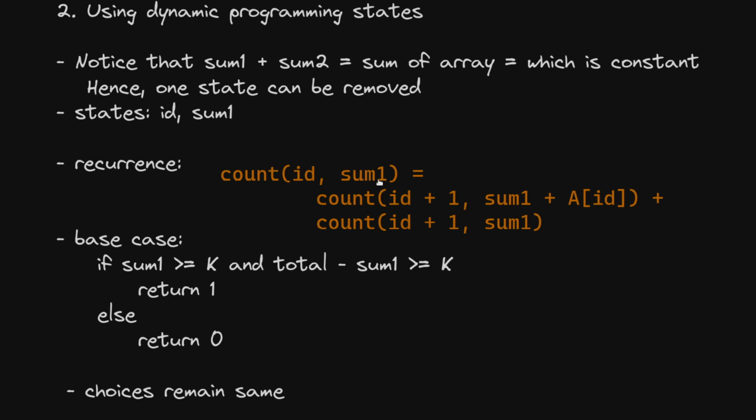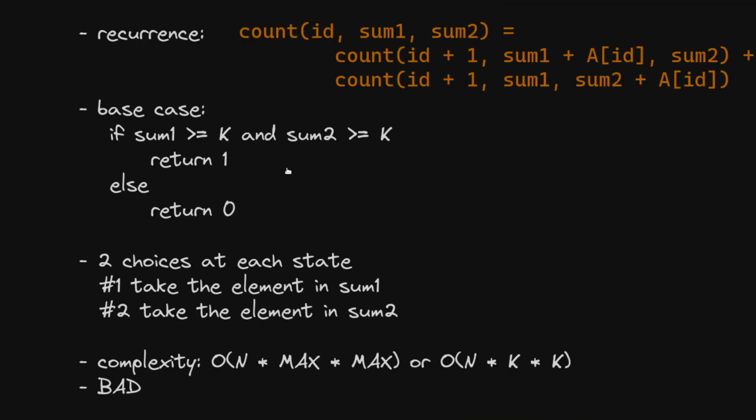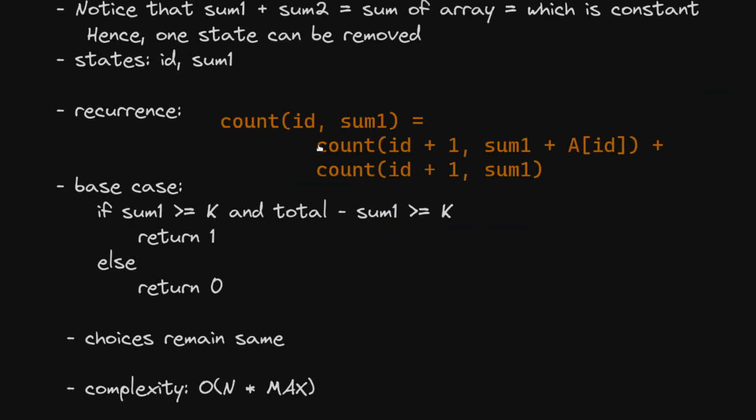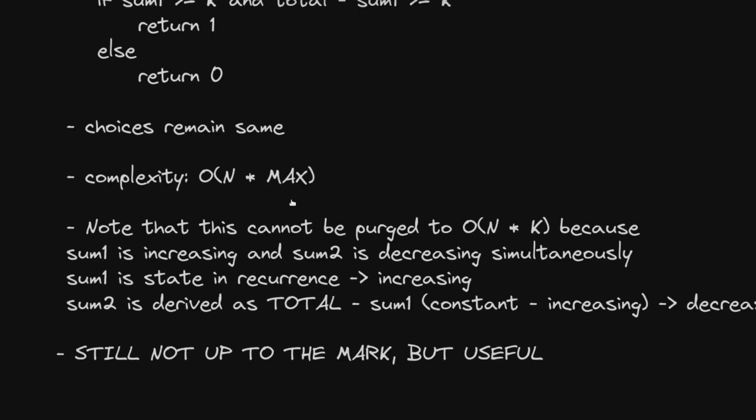So we only have two states now, and the recurrence turns out to be either you add the element in the first sum or the second sum. If you are not going to add it in the first sum, we are not considering it, and we are going to eventually consider it in the base case. So as we saw here, sum2 will be derived from sum1 using total minus sum1, and this case can be reduced. Again, the choices remain the same, and the time complexity becomes n times maximum value.